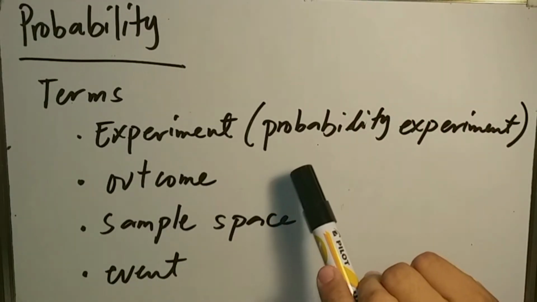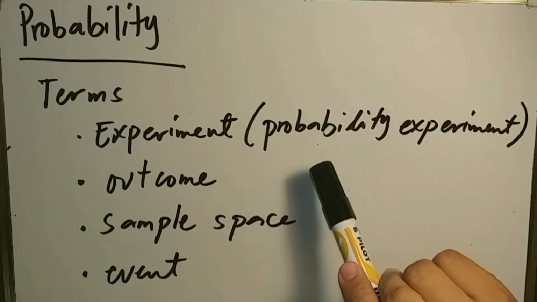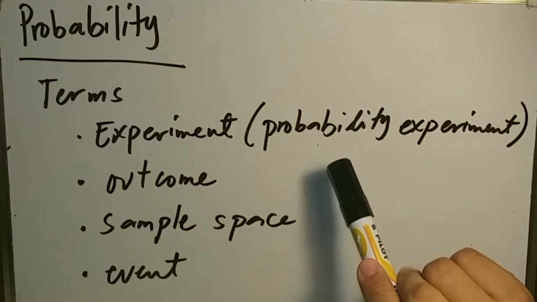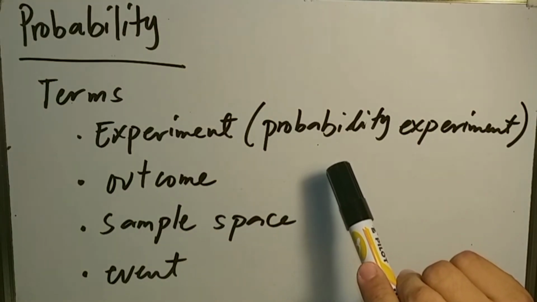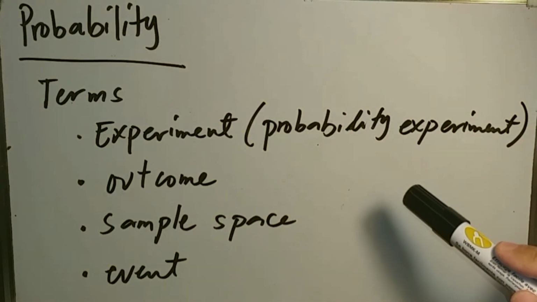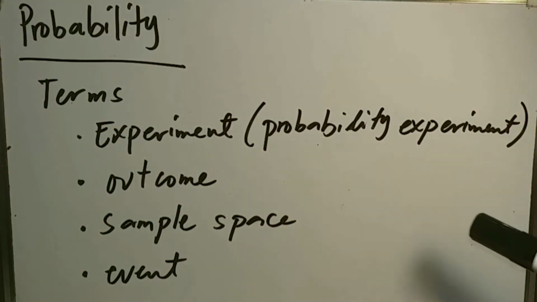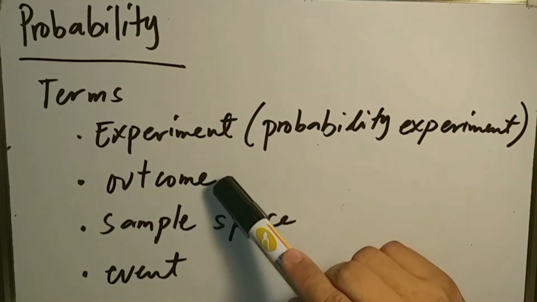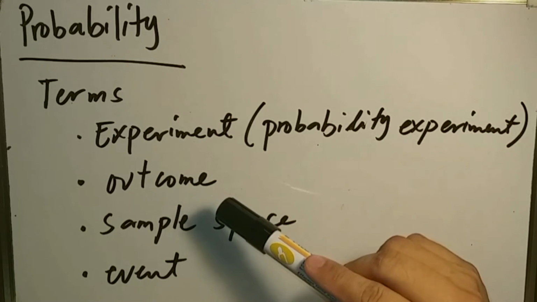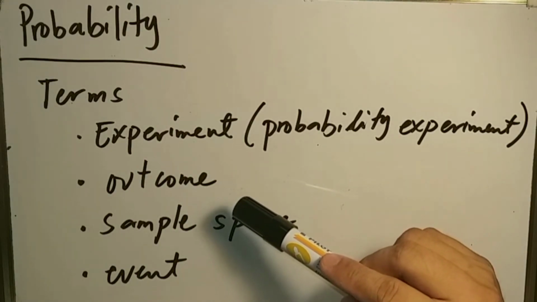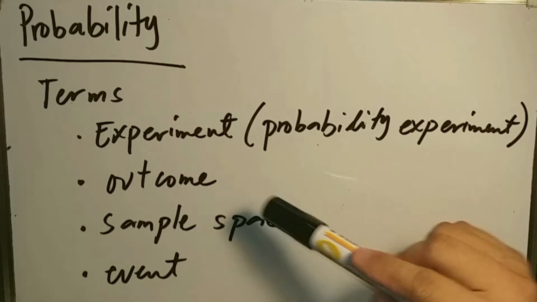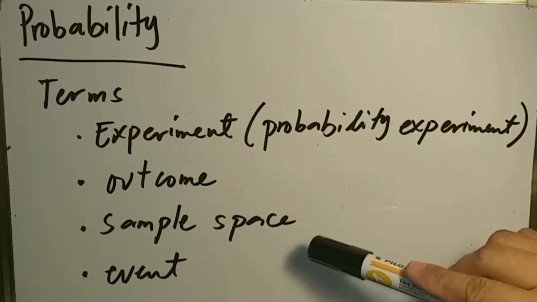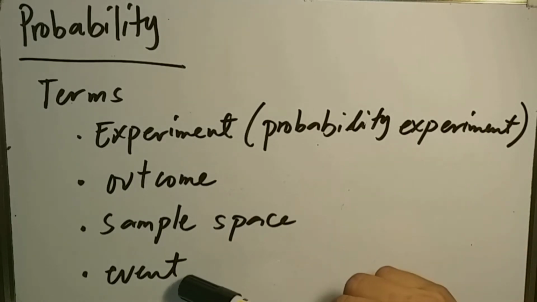So, a probability experiment is an action or trial through which specific results, counts, measurements, or responses are obtained. The result of a single trial in a probability experiment is what we call an outcome. Now, the set of all possible outcomes of a probability experiment is what we call a sample space, and an event is a subset of the sample space.